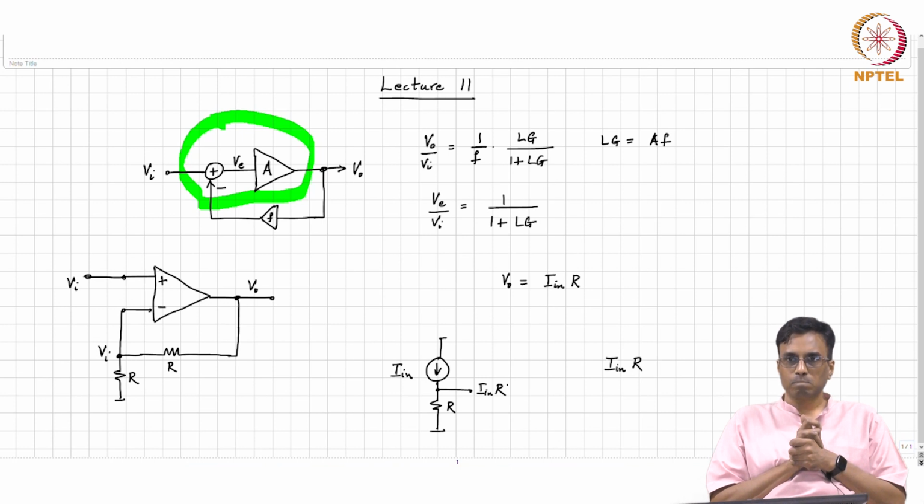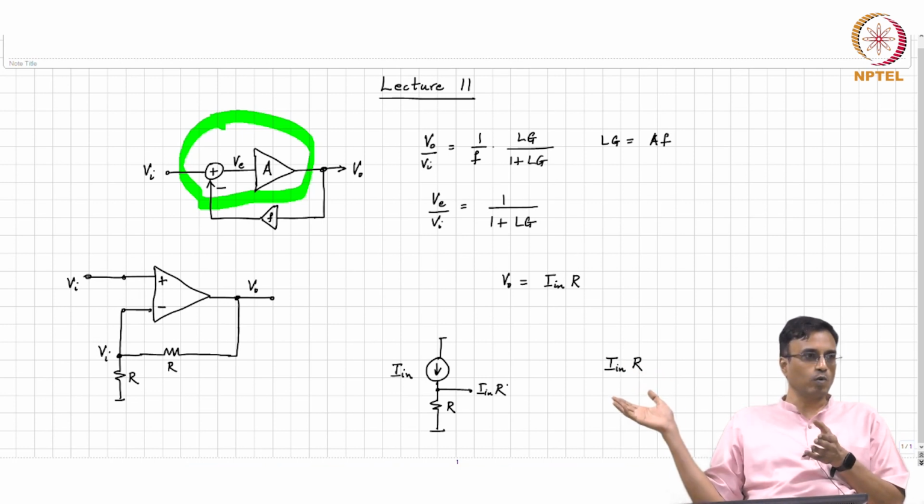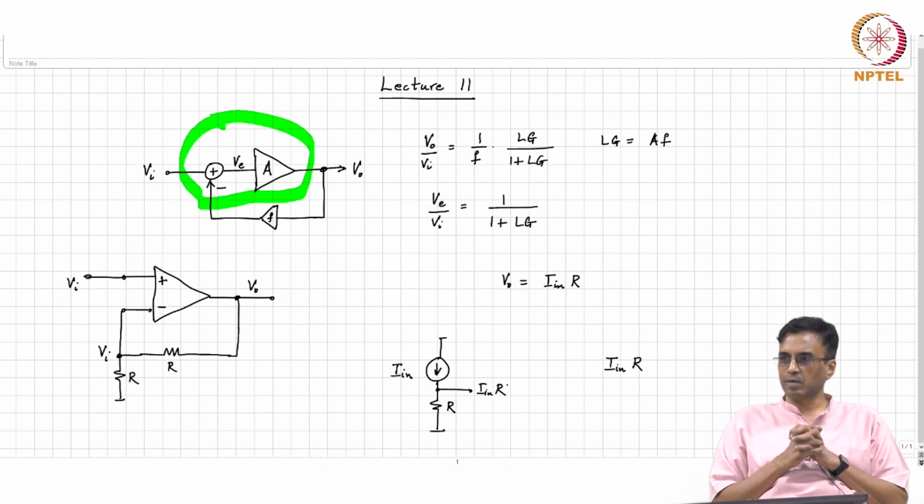Why? Well, if I put a load resistor, the voltage instead of being I in times R becomes I in times R parallel RL. So, therefore, it is not a voltage source. Okay. So, that is no good.